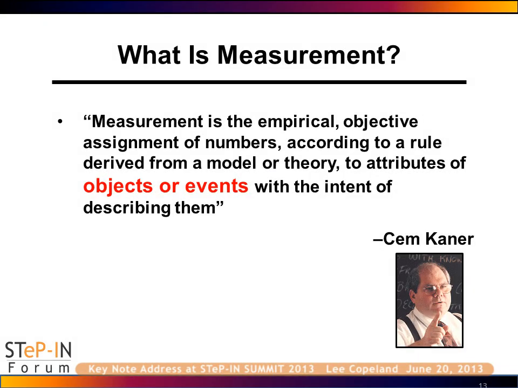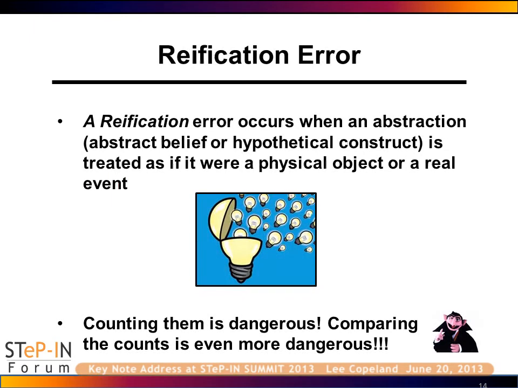So, let's go back to Kahner's definition here. There's another problem with metrics, and that's this reification error, and let's talk about that. Measurements: empirical assignment of numbers according to rule, attributes of objects or events, with the intent of describing them. Reification error occurs when we treat an abstract idea as if it were a concrete reality, and we start measuring things about it.